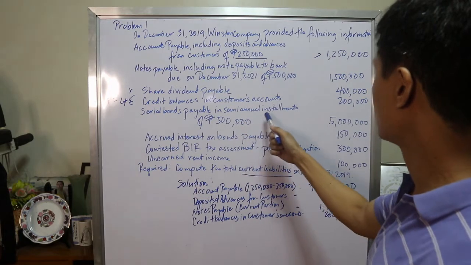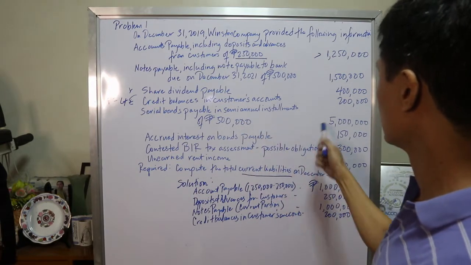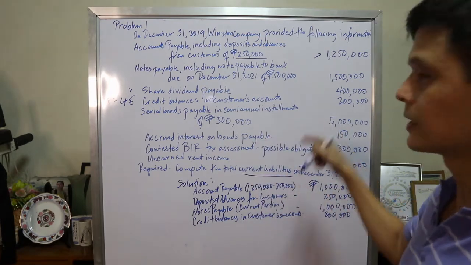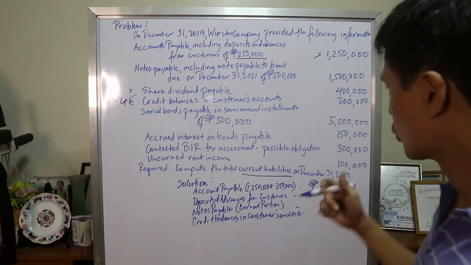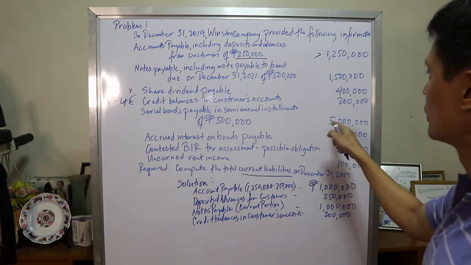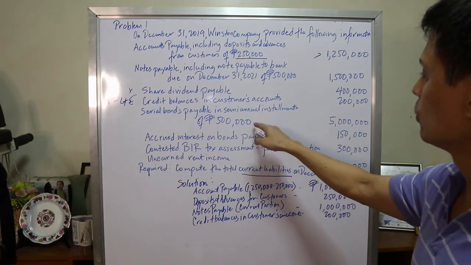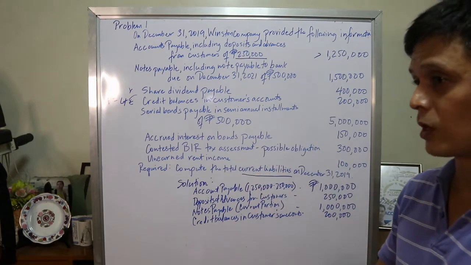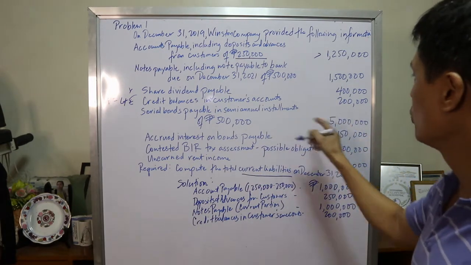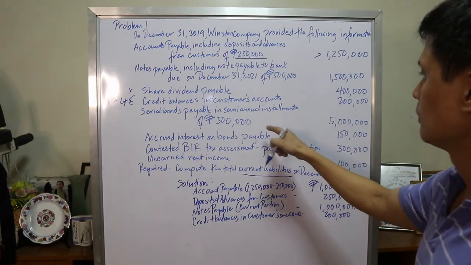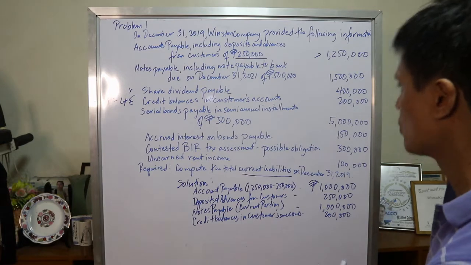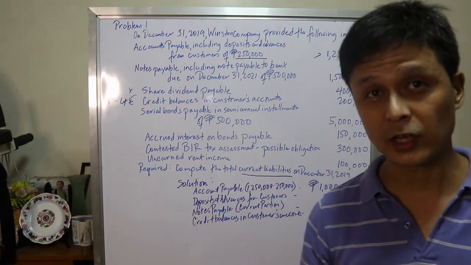Serial bonds in semi-annual installments of 500,000, that's 5 million. So the serial bonds are typically a long-term or non-current liability. But the two 500,000 installments are included here, since it's semi-annual, so 500 plus 500, which is 1 million. Like I said, 500,000 times 2 since semi-annual. So this is part of the current liability.